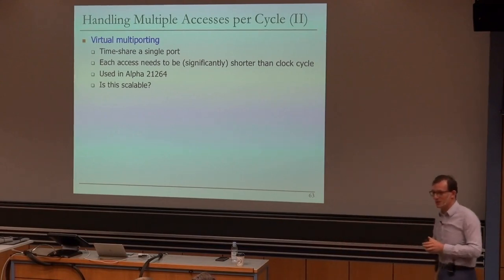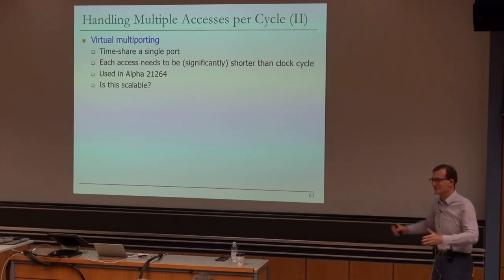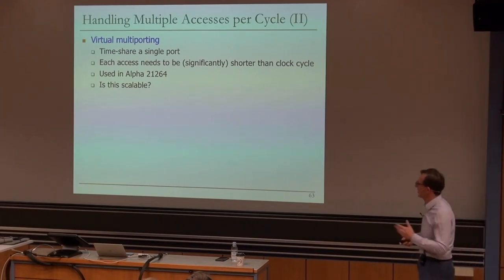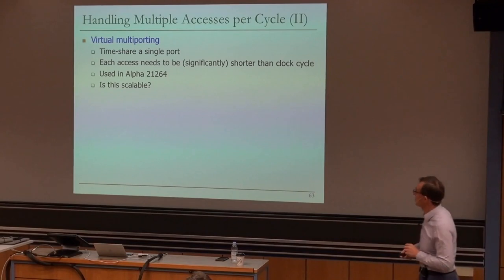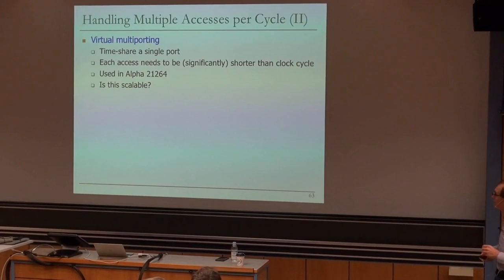Of course, scalability is a problem with this, right? What if you want to do 8 accesses per cycle? Do you divide your clock cycle into 8? In the first 1/8 of the clock cycle you do the first access, the next 1/8 the next access, and so on. Yeah, it doesn't scale very well. You could potentially, but now your cache needs to be really fast to fit 8 accesses in that short clock cycle. But this is used in real systems, and this may come in handy when you actually need it, and when your constraints are nice.